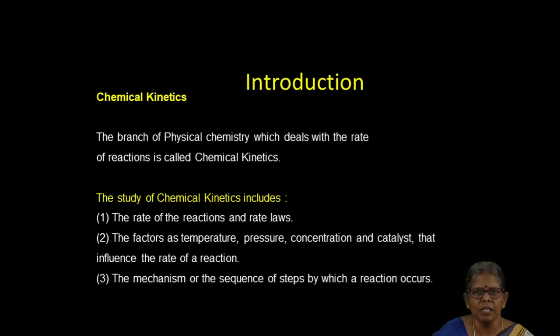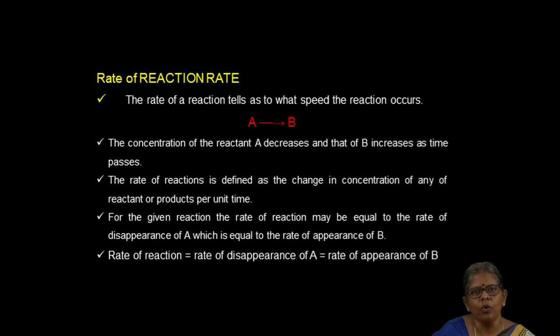What are the steps involved in a reaction, which step is the slow step and which step is the fast step, and what are all the rate determining steps present in a chemical reaction? The study of all these things is included in chemical kinetics. Before getting into it, we have to know what is the rate of a reaction. Consider a reaction, the conversion of the reactant A to the product B.